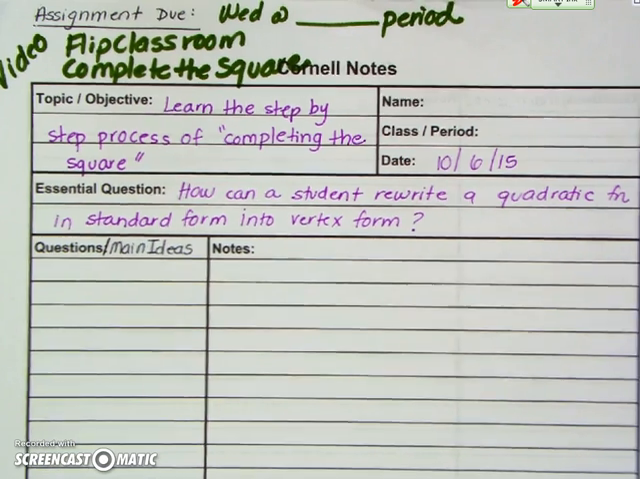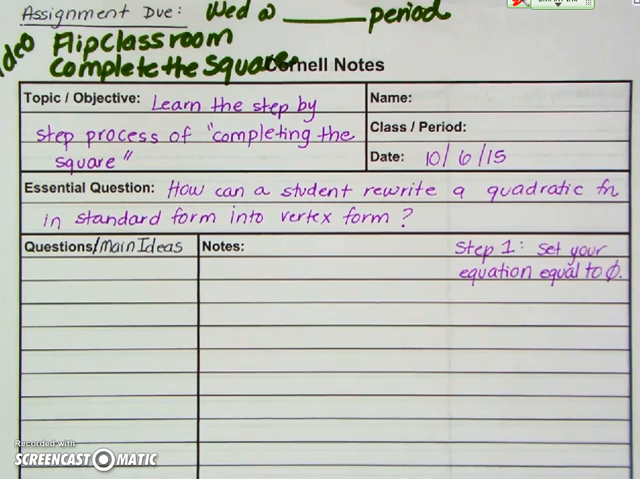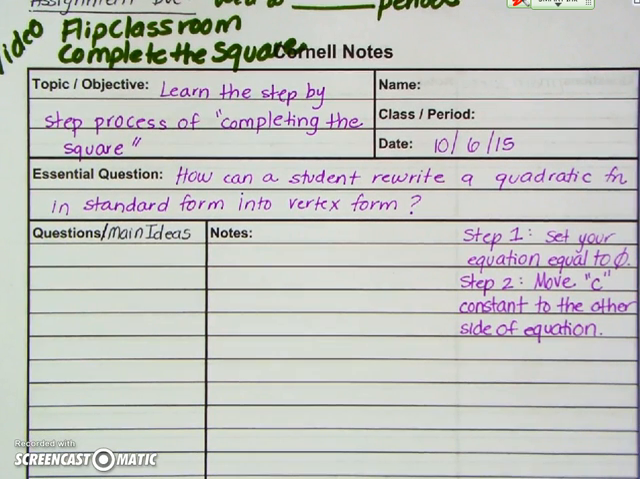Completing the square has a couple of steps. I want you to go ahead and freeze the frame so you can copy down the steps. So step 1 is to set your equation equal to 0. Step 2 is to move c, the letter c, in ax squared plus bx plus c. That's your constant. You're going to move it to the other side of the equation.